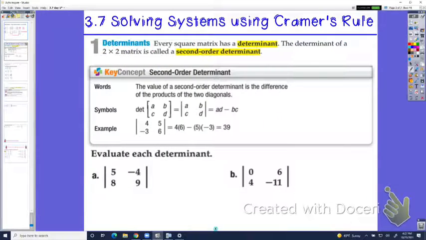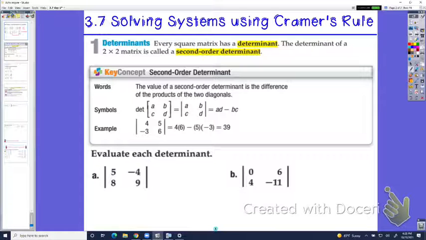All right, so 3.7, solving systems using Cramer's rule. So we're going to do a little introduction in this video today. Tomorrow we will solve a system of 2 variables with Cramer's, and then we'll get into solving a system of 3 variables. So that's a little bit more challenging towards the end of the week. So every square matrix, which is a 2 by 2, has a determinant. Or we're going to talk about a 3 by 3 later. The determinant of a 2 by 2 matrix is called a second order determinant. So we're going to be using determinants when we actually solve the system in class tomorrow.